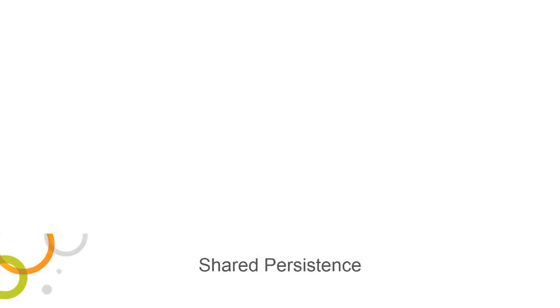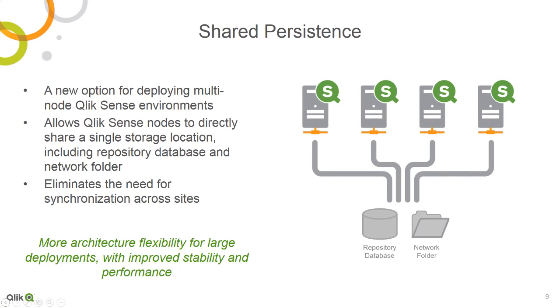Finally, we are offering a new option for multi-node QlikView Sense deployments that we call Shared Persistence. Shared Persistence allows multi-node QlikView Sense deployments to share a single repository database and uses shared network folders to operate instead of traditional database synchronization. This provides more architecture flexibility for larger deployments and improves stability and performance.